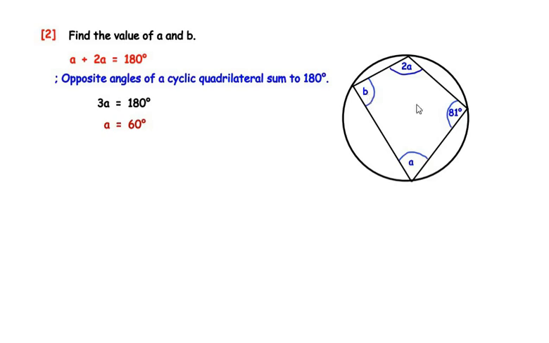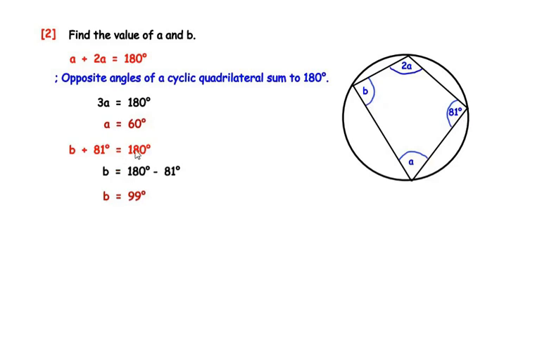Now let us focus on these two opposite angles, that is b and 81 degrees. So b plus 81 is equal to 180 degrees. Again the same reason, that is opposite angles of a cyclic quadrilateral add to 180 degrees. Now taking 81 to the other side of the equal sign, we get b is equal to 180 minus 81, giving us the value of angle b as 99 degrees. So this is our answer.